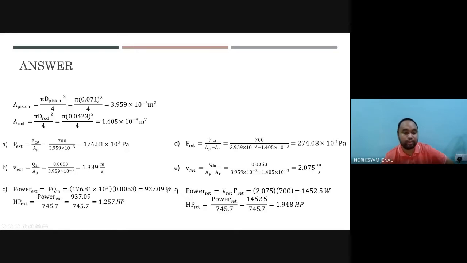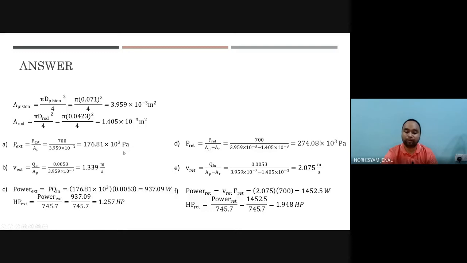And then find the power in terms of watt. Don't find it in terms of kilowatt. Then divided by 745.7, you get it in terms of horsepower. Okay. All right, this is for extension. Okay, this is for retraction. So retraction, the difference is here, AP minus AR.